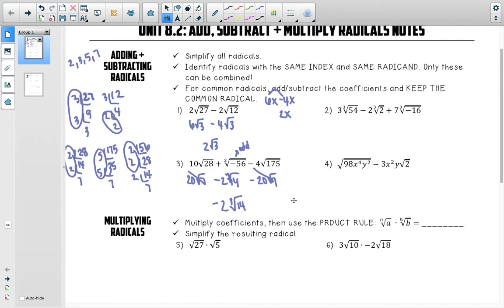So adding and subtracting is not too bad. You kind of think of them like x's or variables. It's the same concept, essentially. But the biggest thing is you have to simplify the radicals first, okay? You absolutely have to simplify the radicals as much as you can.